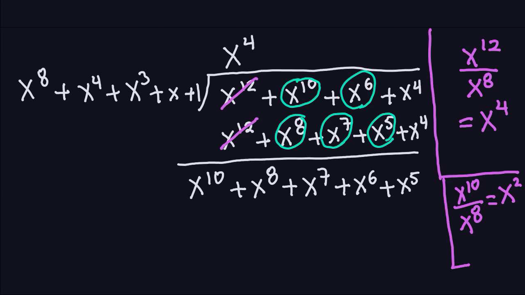So I'm going to put that in the quotient part of my division. So I'm going to say plus x squared. And what you do now is do the same as we did before. We're going to take this x squared that is right here, multiply by this whole polynomial that is right there.